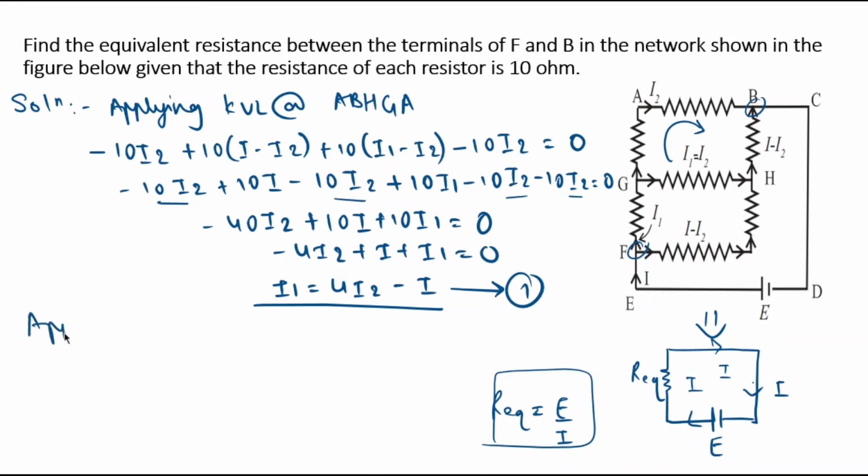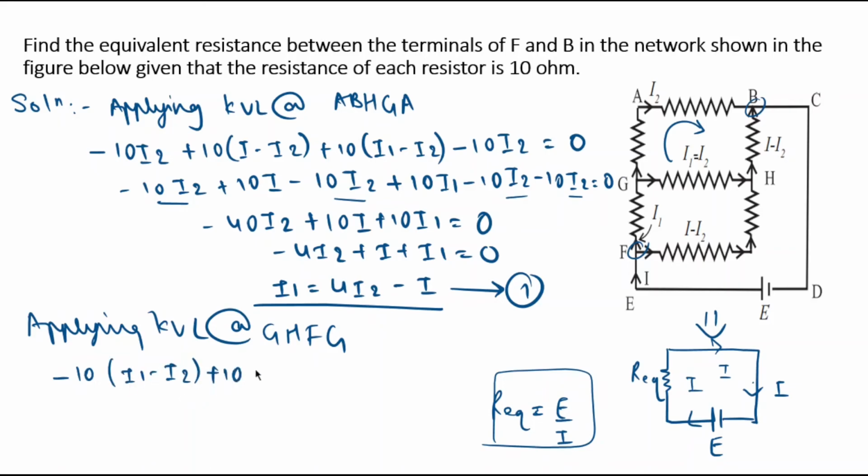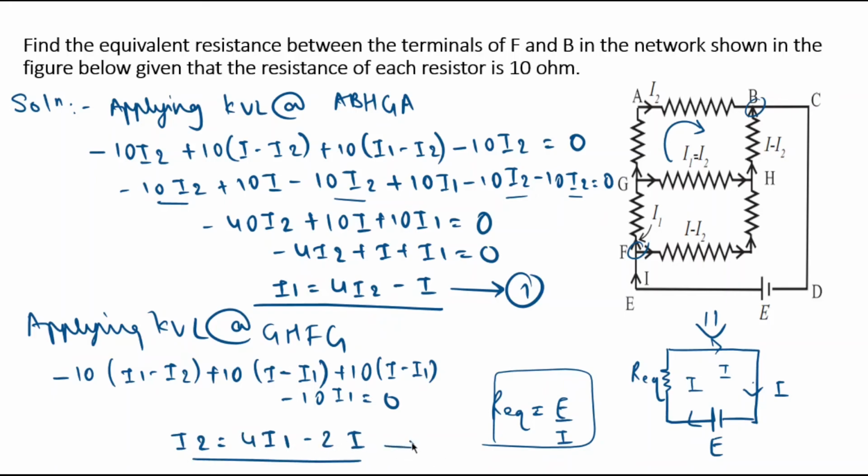Similarly, applying KVL at loop G, H, F, G, you will get minus 10 (I1 minus I2) plus 10 (I minus I1) plus 10 (I minus I1) minus 10 I1 equal to 0. And solving this again, this time you will write this equation in terms of I2. You will get I2 equal to 4 I1 minus 2I. Let's name it as equation 2.